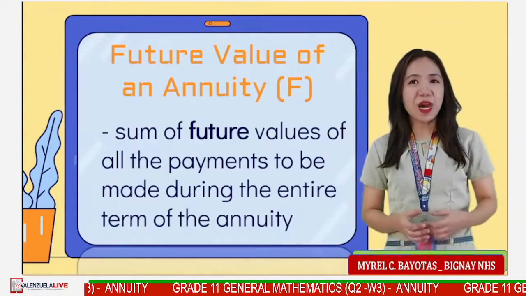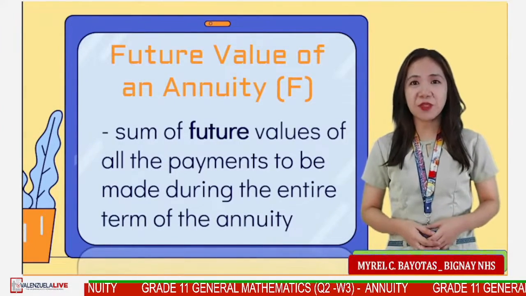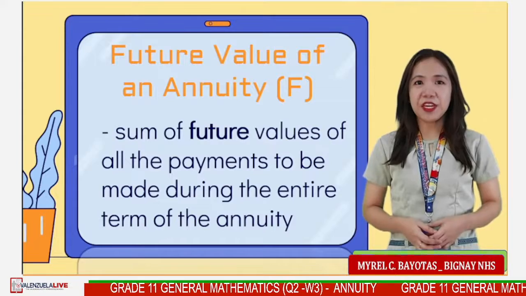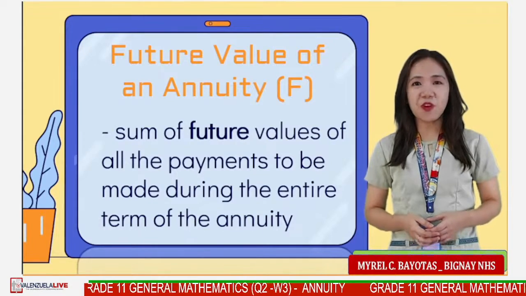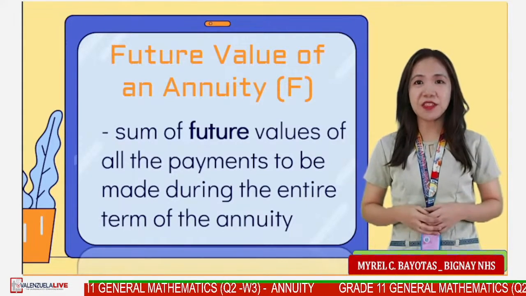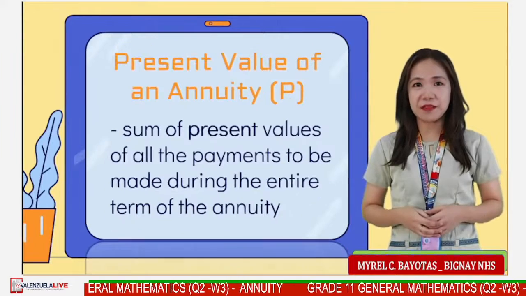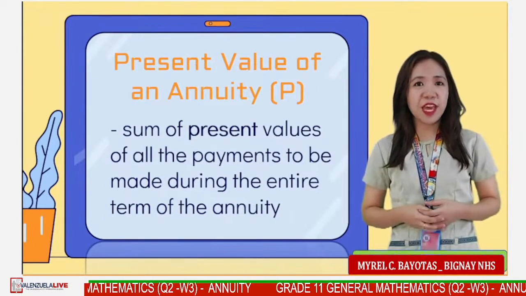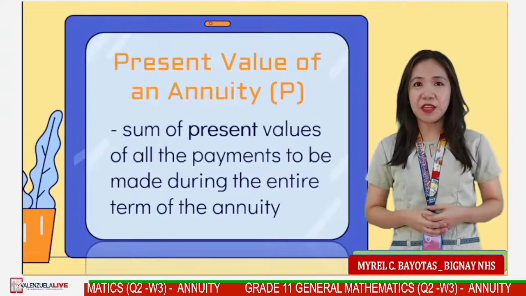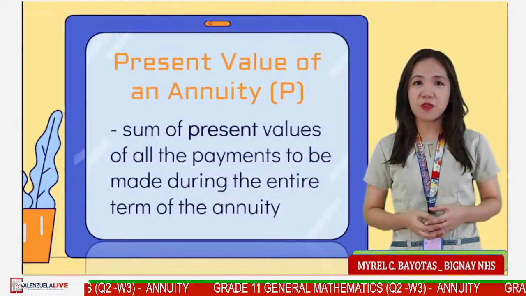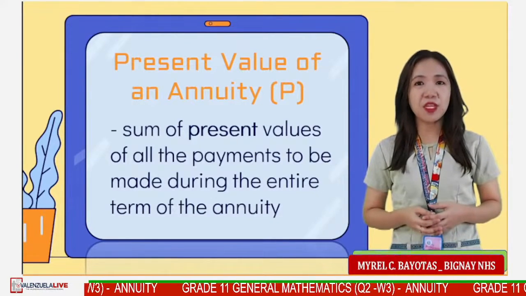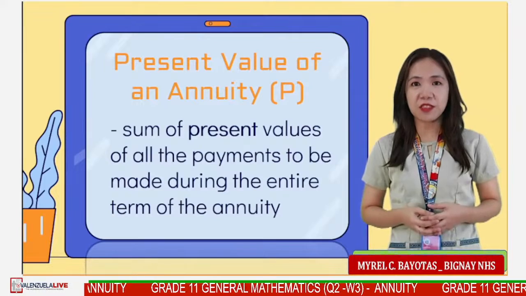Amount or future value of an annuity, or capital letter F, is the sum of future values of all the payments to be made during the entire term of the annuity. Present value of an annuity, or capital letter P, is the sum of present values of all the payments to be made during the entire term of annuity.